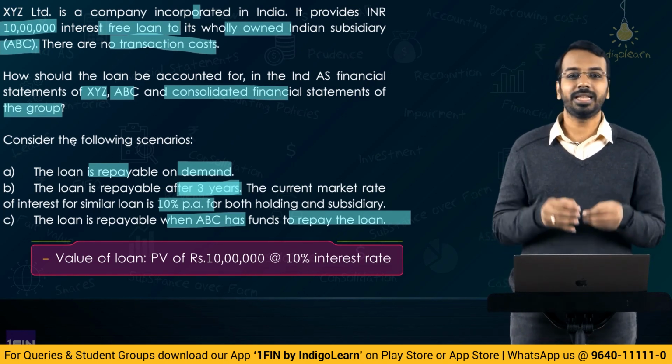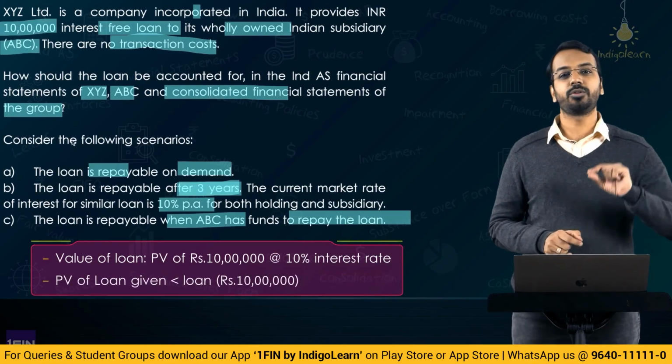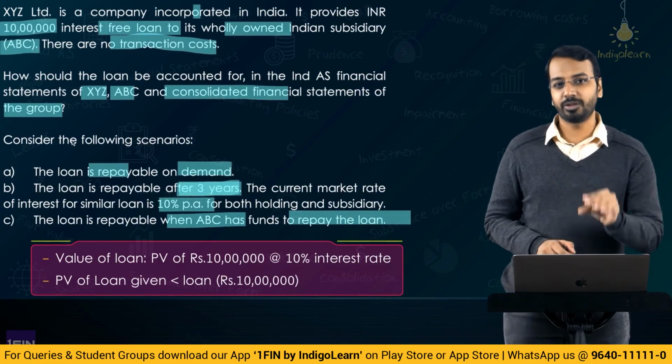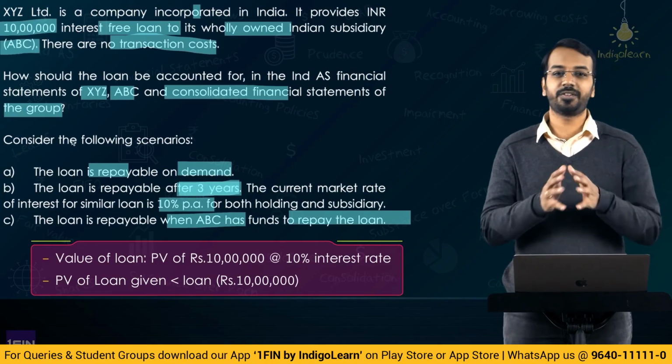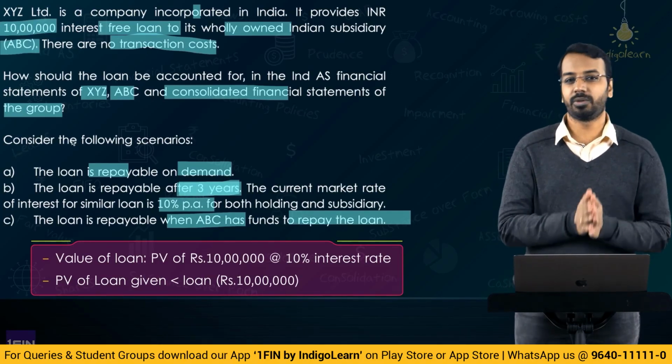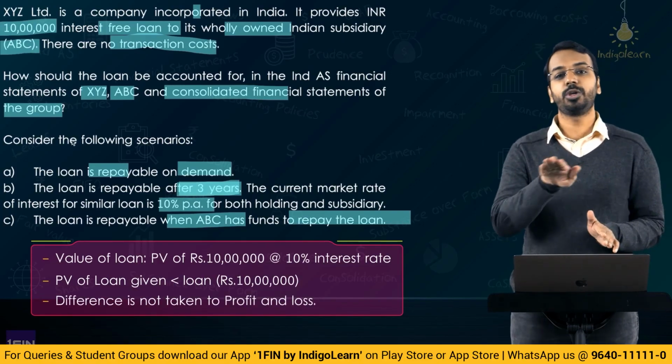Now, once you determine that present value, it will be obviously lower than the amount of loan given. So, what do we do with the difference here? The fair value of the loan and the consideration, the difference, what do we do with that? Now, as far as the difference is concerned, it is not coming out of level 1 input, so we will not take it to the P&L. That is very clear.